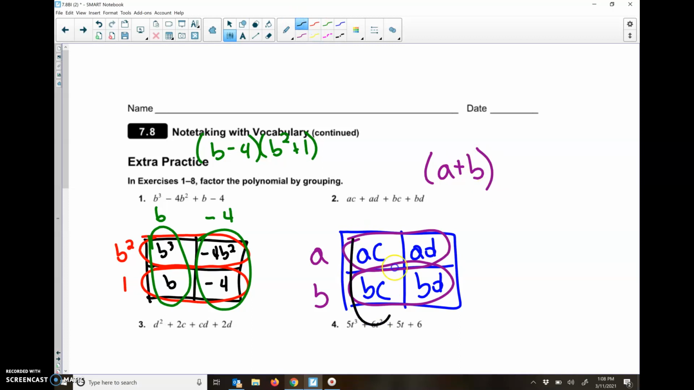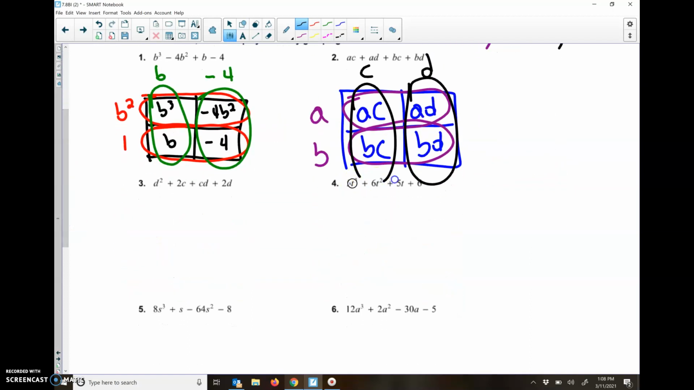Next we have greatest common factor between AC and BC. Well, they both have a C in common. Then my greatest common factor between AD and BD. Well, they both have a D in common. So that means my other parenthesis is C plus D. That's my answer. One parenthesis, A plus B. The other one, C plus D.